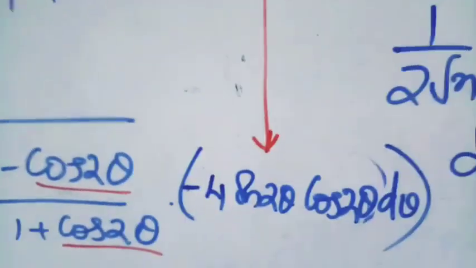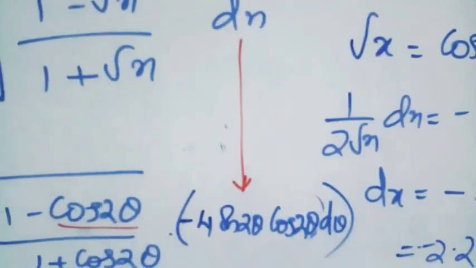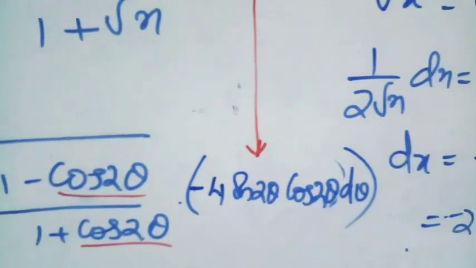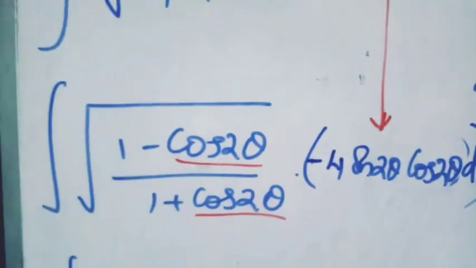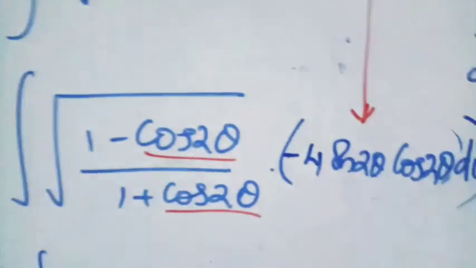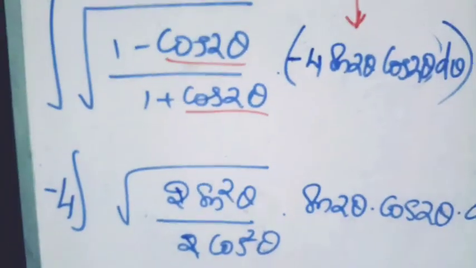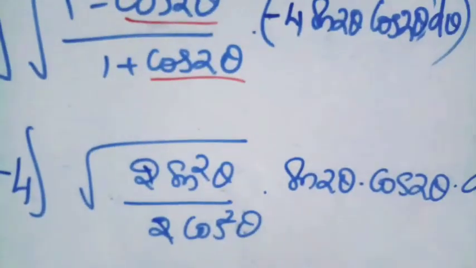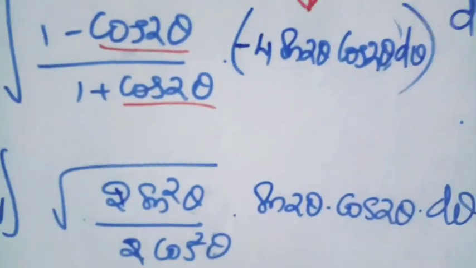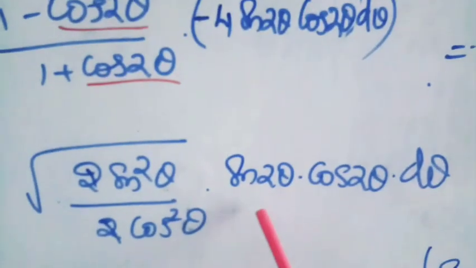So substitute for dx as minus 4 sine 2 theta cos 2 theta d theta. And inside the bracket is root of 1 minus cos 2 theta by 1 plus cos 2 theta. You know the formula, 1 minus cos 2 theta is 2 sine square theta, and 1 plus cos 2 theta is 2 cos square theta, into, take minus 4 outside.